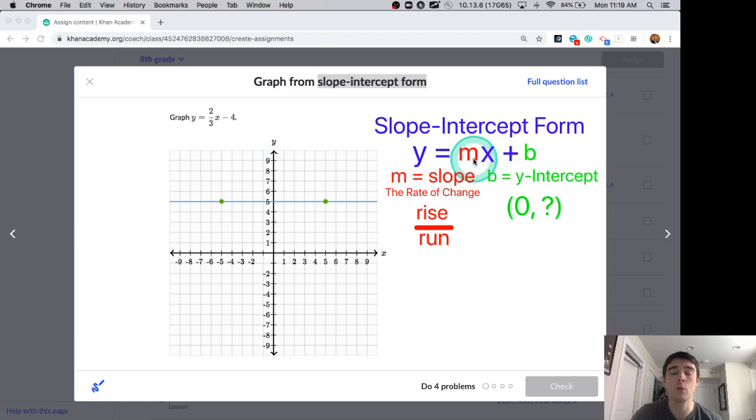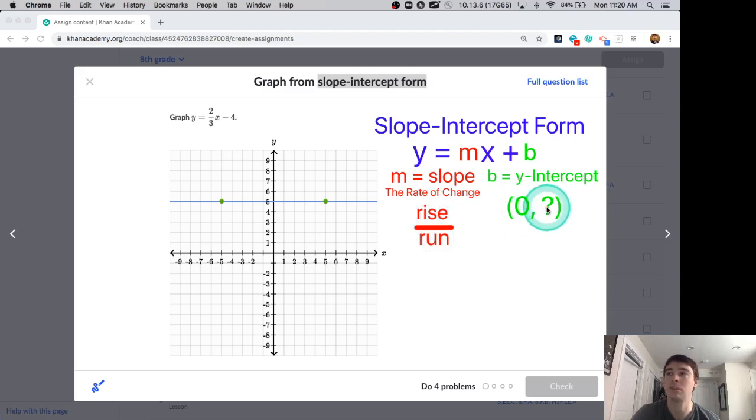M stands for movement, and slope really describes the movement of the graph. It describes the rate of change. It shows us specifically how much the rise is going to be, how much the y will gain compared to the run, how much the x needs to gain to cause that rise.